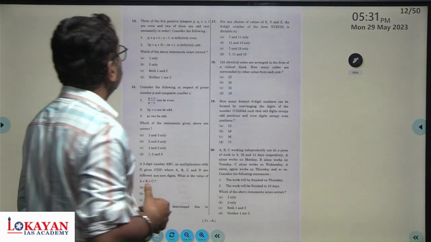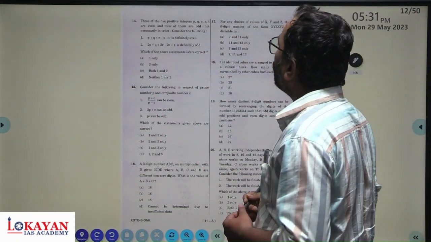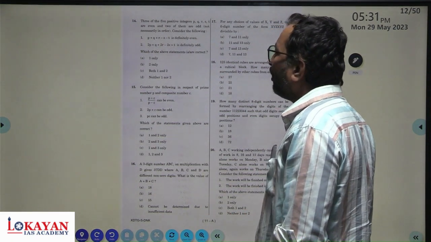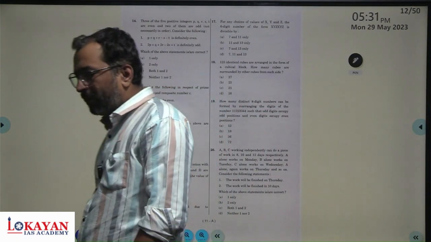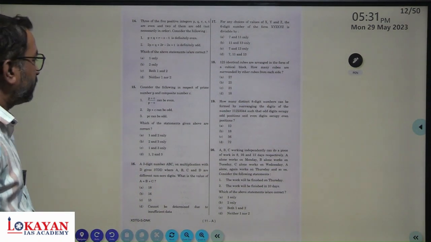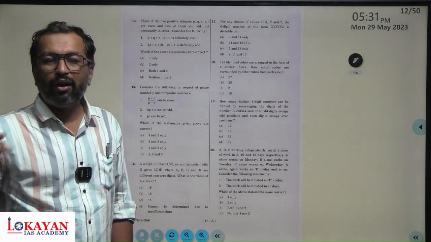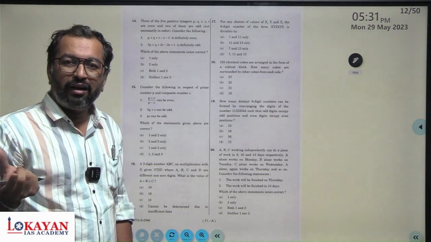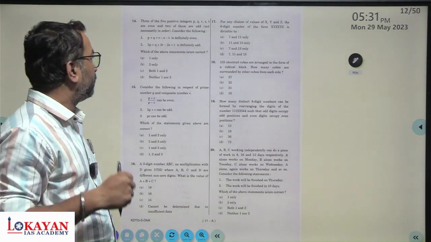Question number 14. 3 of the 5 positive integers P, Q, R, S, T are even and 2 of them are odd, not necessarily in that order. Consider the following. Now, even and odd numbers we know, and the operations done on them. When 2 even numbers are added, it gives an even number. When 2 even numbers are subtracted, it gives an even number. When 2 odd numbers are added, it gives an even number. When 2 odd numbers are subtracted, it gives an even number.